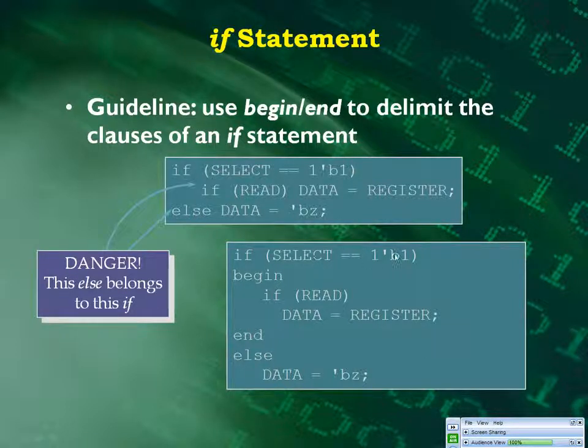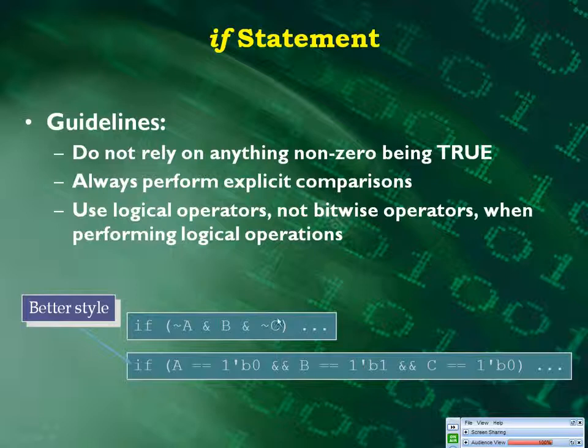Okay, so if select is 1 and we don't have a read, we don't do anything. One guideline here I have is don't rely on anything non-zero to be true. It's better to perform an explicit comparison, so that's what this is about here, just explicitly compare it. Because remember, Verilog is a 4-valued logic system. So when you're simulating especially, you can have z's and x's.